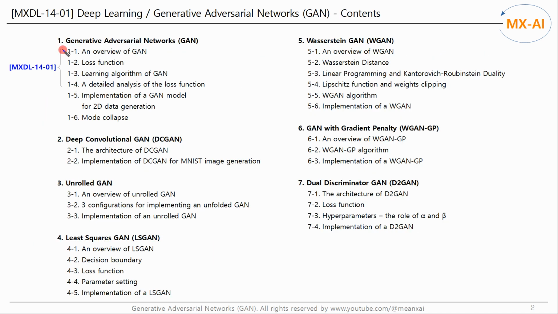So far, we have looked at the basic architecture of a GAN and analyzed the loss function. In the next video, we will implement a GAN model to generate two-dimensional data consisting of multiple clusters.